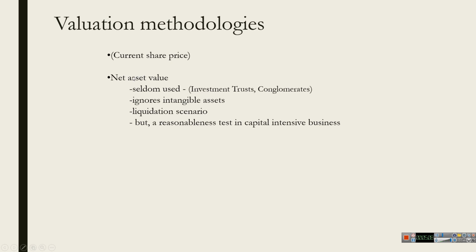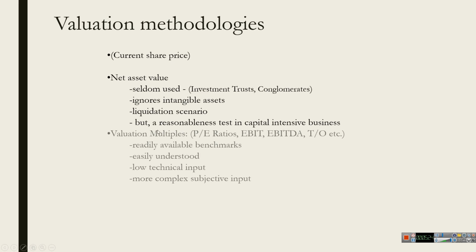Now, the net asset value, which is what's left inside the balance sheet, I'm not going to spend any time on that because whilst it's kind of a reasonableness of our valuation, it's really not much more than that. So importantly then, we're going to focus on multiples, and the most common one is the price to earnings ratio, the PE multiple, but we could also use the EBIT or the EBITDA, this is earnings before interest, tax, depreciation and amortization, or sometimes the revenue multipliers to give us a value of the business.